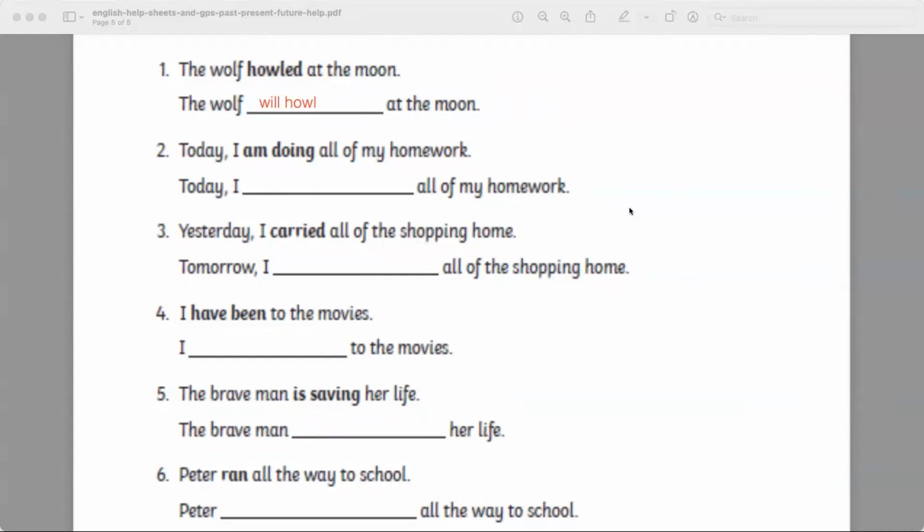Number 2. Today I am doing all my homework. So how will you change that? Even though today is mentioned, don't get confused, but there's no guarantee that it will happen. Okay, so you can say today I something, all my homework, but you're not really giving a solid confirmation that you will actually be doing your homework today. It may not happen.